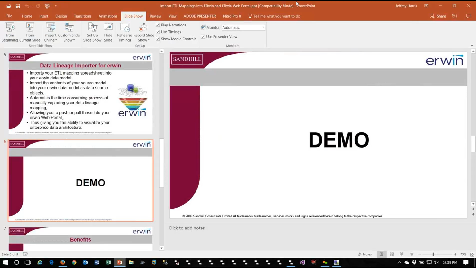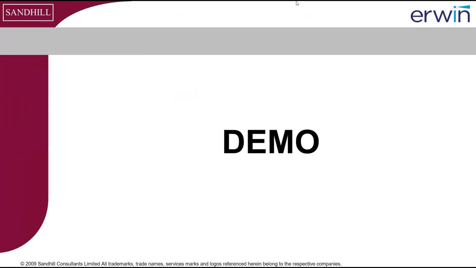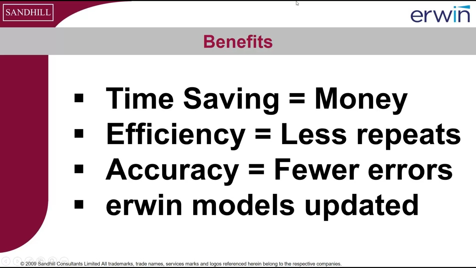So let's quickly jump back to our presentation, and I'm just going to go past our demo slide. The benefits of importing your spreadsheets via this tool: it's a time-saving capability. Time is always money. It's an efficient process, so you don't have to repeat your mappings or run the risk of getting your mappings out of date. So it's efficient, it's easy, and less repetitive work to be done. Accuracy: once you've imported it, it validates your source model and your target models, and reports back to you on any misaligned mappings, thus producing fewer errors. And all this is updating in your ERwin models.